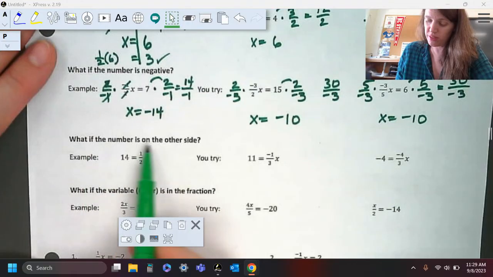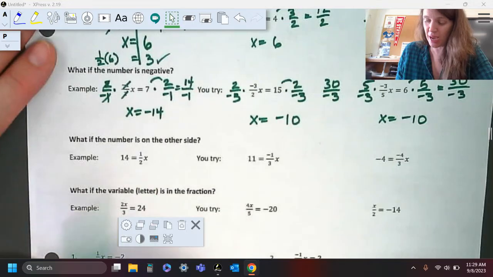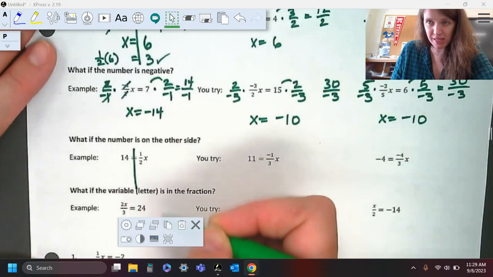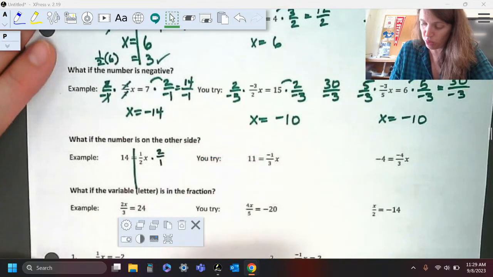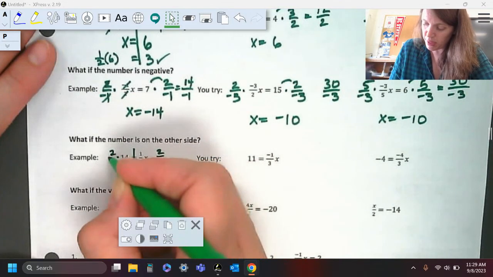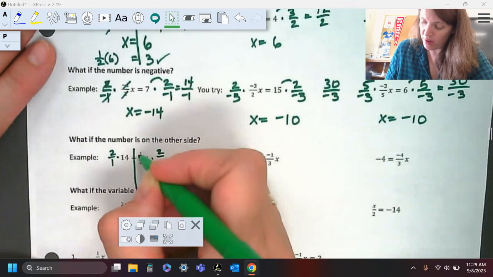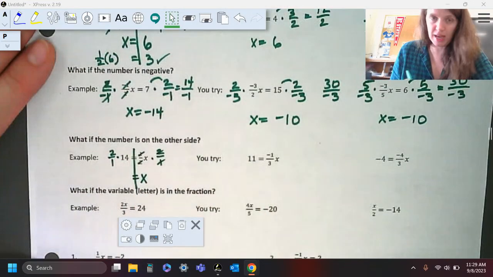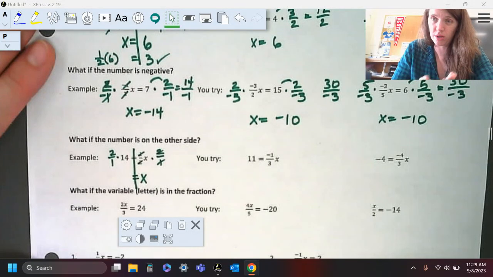So it says, what if the number is on the other side? Well, here's the 14 and here's the 1/2 times x. Again, we still have two sides to an equation. So let's look at that fraction side. We want to get the x by itself. So what's the opposite of 1/2? The opposite of 1/2 is 2 over 1. I'm going to multiply by 2 over 1. Okay, so the 1 cancels and the 2 cancels, and the x is on the right side. But it doesn't matter because math can be read from left to right or right to left.